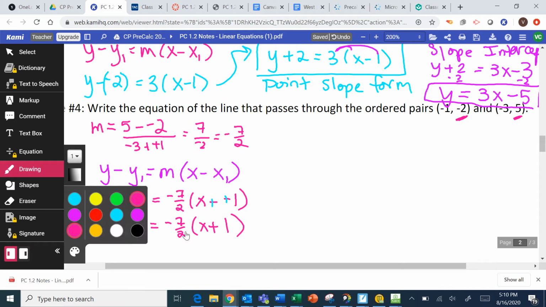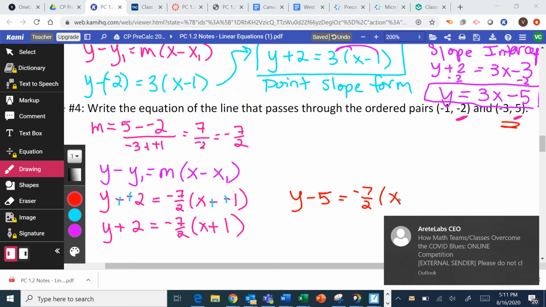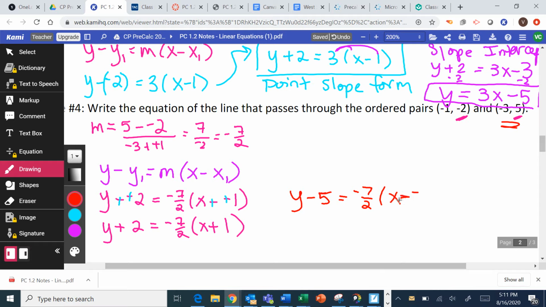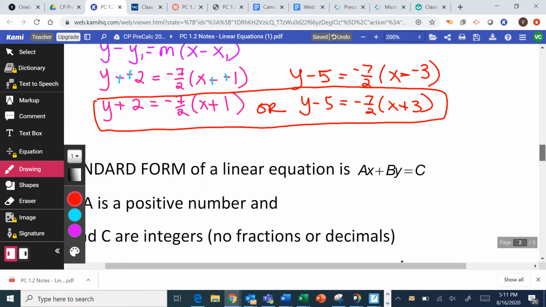You could also use the other ordered pair. I'll go ahead and put that in a different color. If you use negative 3, 5, you would have y minus 5 equals our slope, negative 7 halves, times x minus negative 3. And then just simplify: y minus 5 equals negative 7 halves x plus 3. So either of these are correct answers for this question here. And again, read what form the answer should be in.